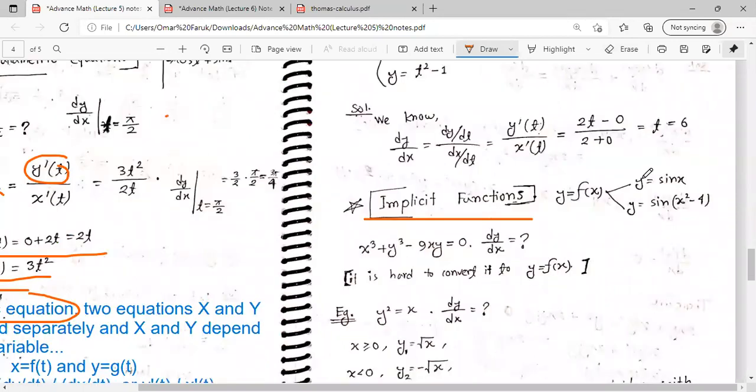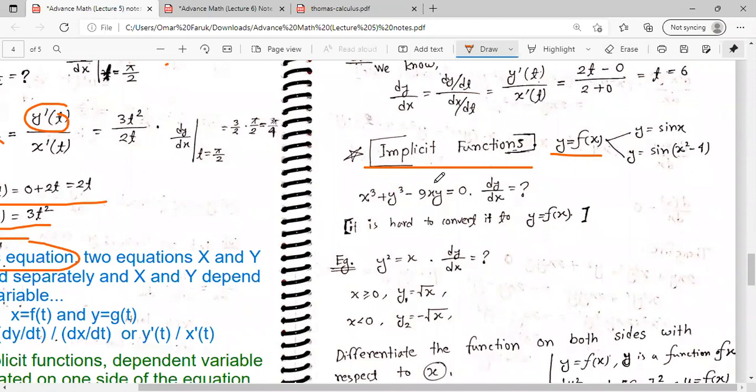So implicit function is, for example, we have here y is equal to f of x, but this function is like this way: x cube plus y cube minus 9xy is equal to 0. So this function is so hard. This is so hard to convert it to y is equal to f of x. Like if you want to keep just y on the left side and everything else on the right side, it will be so difficult a task for you. So that's why we use implicit. That's why it is called implicit function.